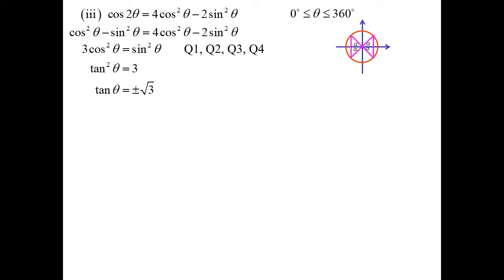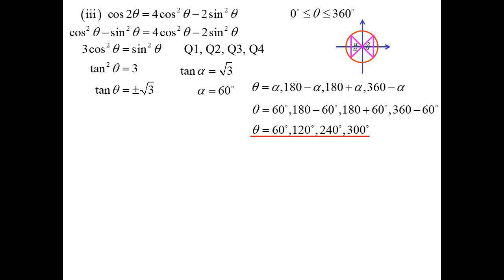Then I'm going to rearrange that and get 3 cos squared is sine squared, because now I can use our relationship of sine on cos is tan. And so I get tan squared is 3. So tan is plus or minus root 3. Again, I end up in all 4 quadrants this time. And that's an exact value. So 60 degrees is the acute angle, giving us 60, 120, 240, 300.